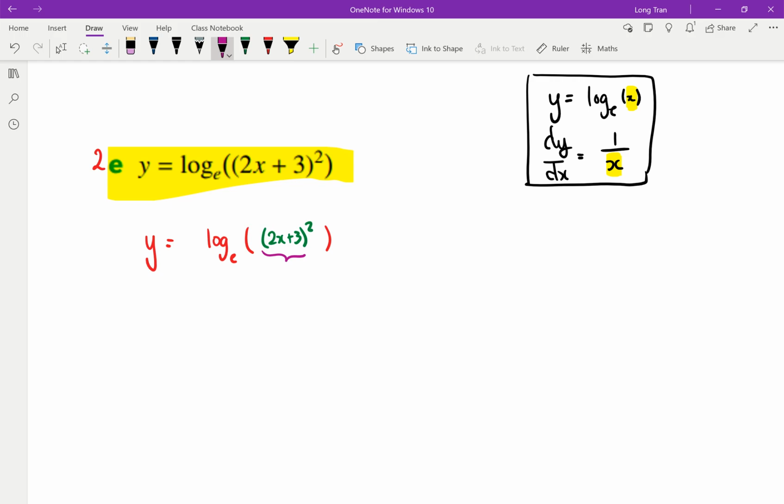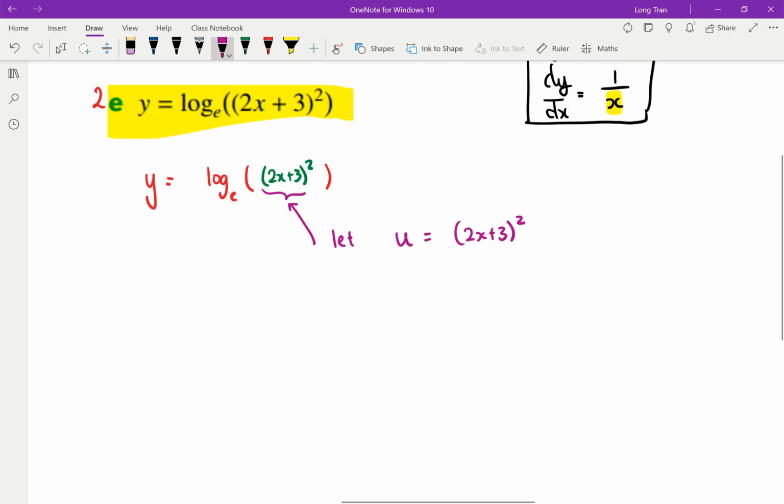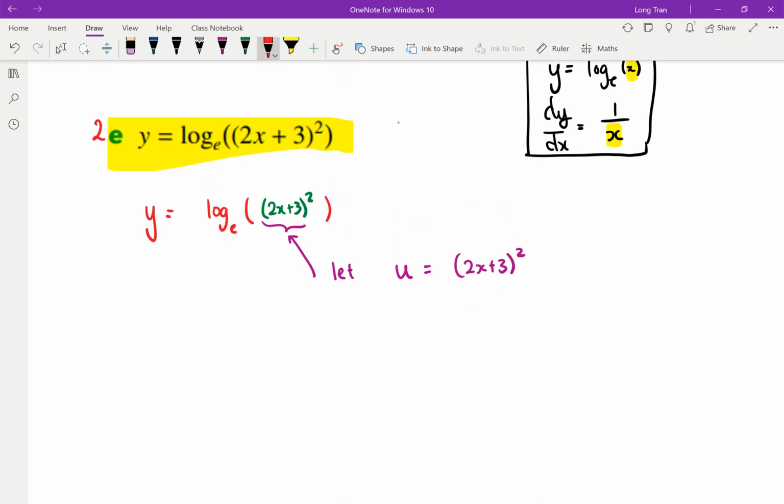But because we don't, we're going to use a chain rule, and I call it a double chain rule, but really you can do it all in one step. But here we go. You would say let u, so you introduce a third variable, let u equal (2x plus 3) squared. What that changes is that your equation now becomes y is equal to log base e of u, because you introduced a third variable. You're saying let u equal to this entire problem that we don't like.